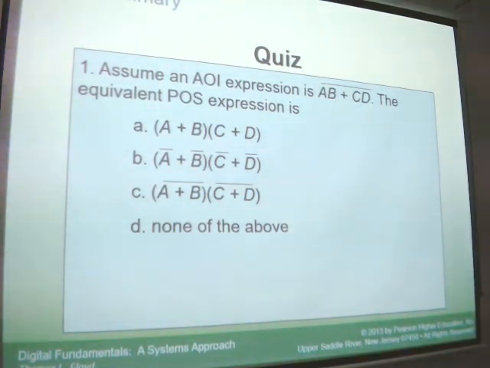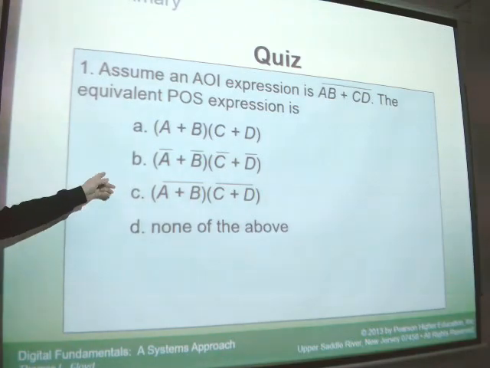Vincent, what is the answer? B. First, AB bar and CD bar, right? Yes, sir. And then AB bar is equal to A bar plus B bar, and CD bar is C bar plus D bar. So the answer is B.